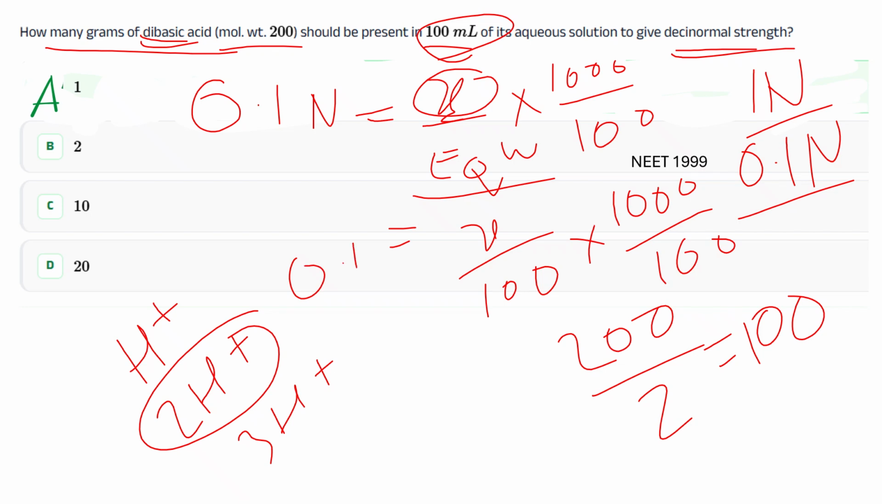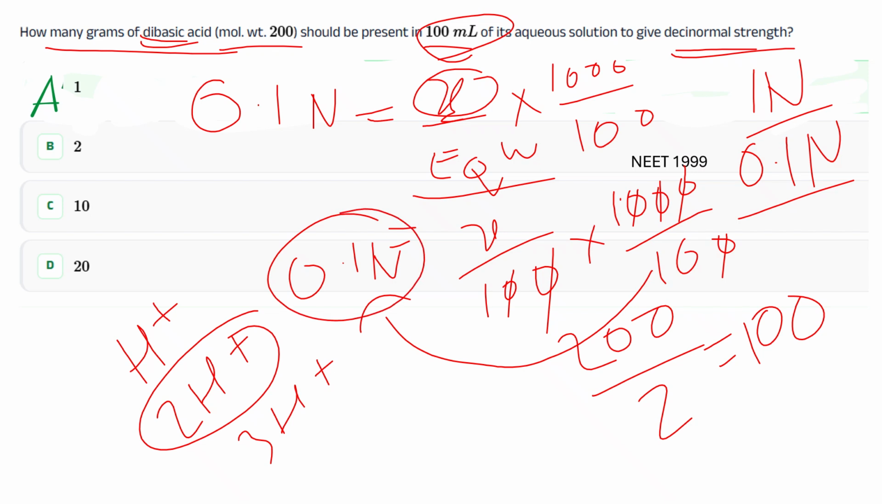Here it is 0.1 normal. You can divide: 1 divided by 10. This 10 goes here, right? 10 into 0.1 will give 1. So you should take 1 gram of dibasic acid and dissolve the 1 gram in 100 ml solution. You will get the 0.1 normal dibasic acid solution.